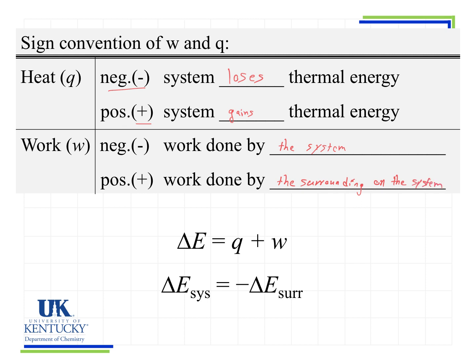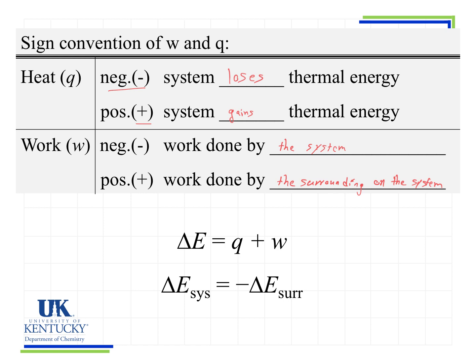So when the work is done on the system, or by the surroundings on the system, the work is positive. When the work is done by the system, it's negative. There is another way, I don't know if it's appropriate to tell you or not, but something that I came up with that helped me to memorize it with the work.